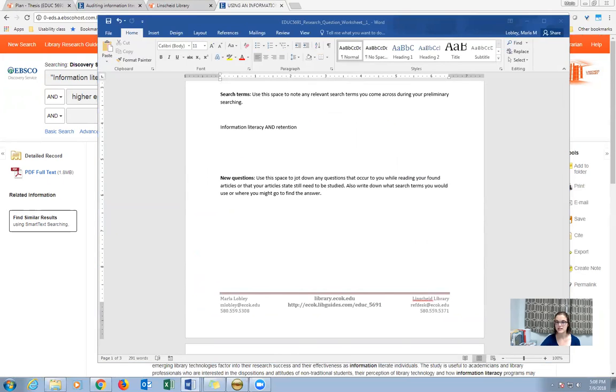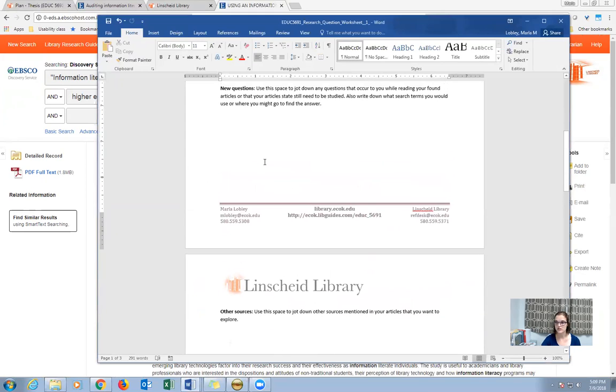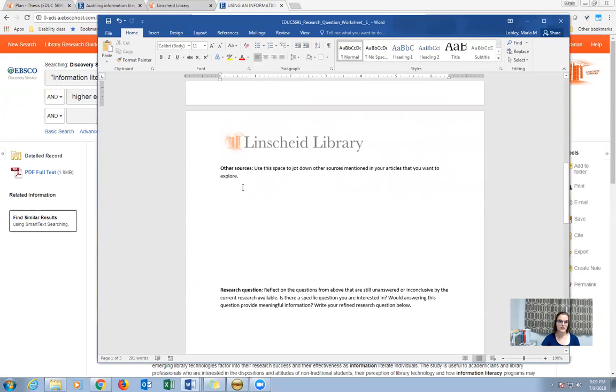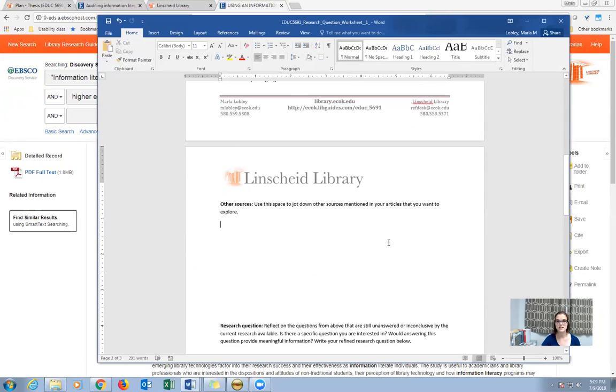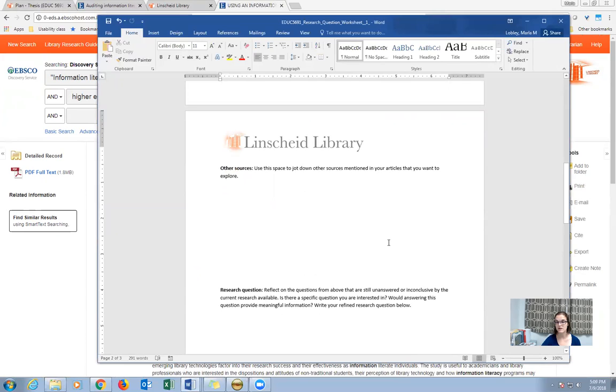And let's pretend that one of the questions I come up with is that students with strong information literacy skills, when they come into college as freshmen, are more likely to graduate than students who don't have strong information literacy skills. So that would be my new question: are students with strong information literacy skills more likely to graduate? And so I would start over with search terms, and I would see if the literature answers anything about that topic.